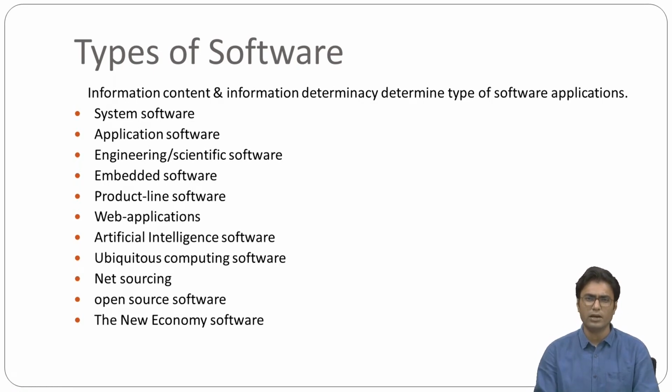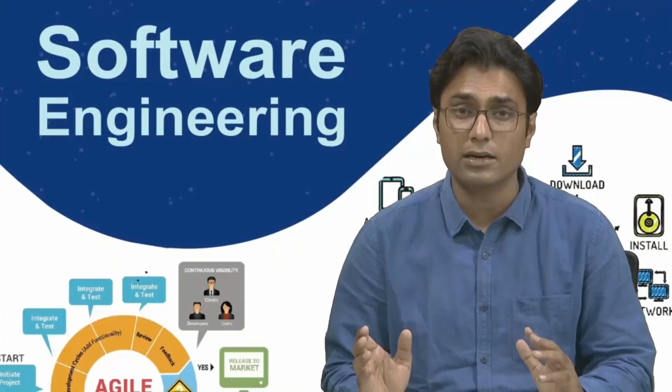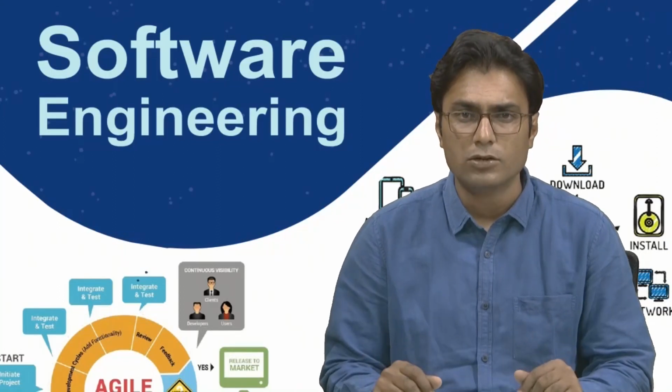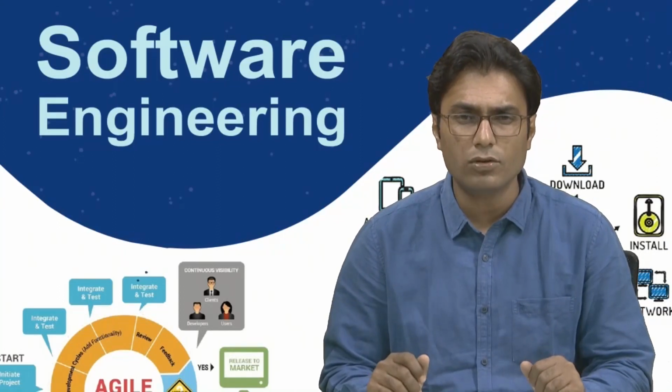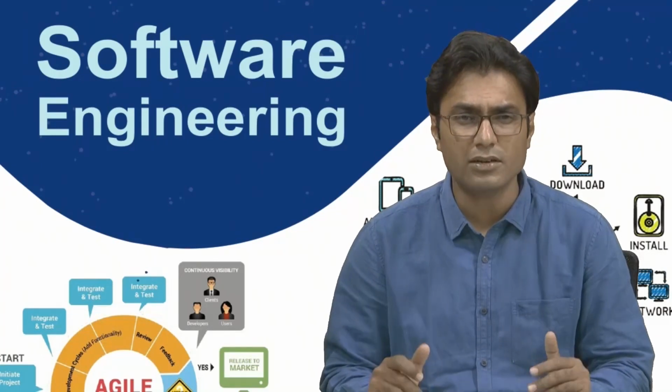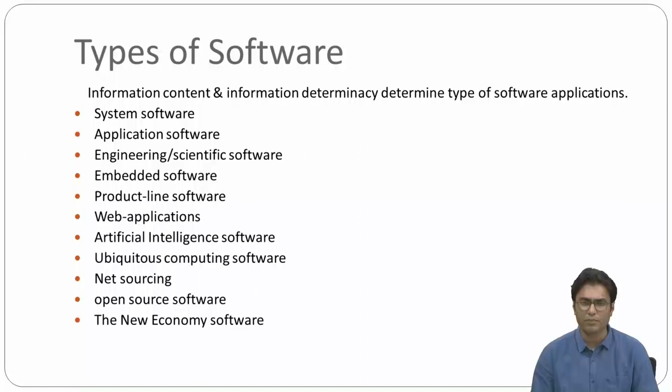Then we have artificial intelligence software. This software uses non-numeric algorithms to solve complex problems that cannot be solved by computation actually. So applications include robotics, expert systems, then artificial neural networks, etc.